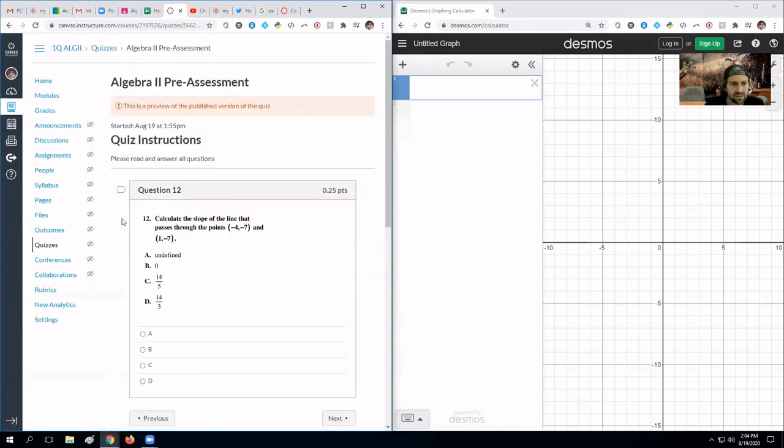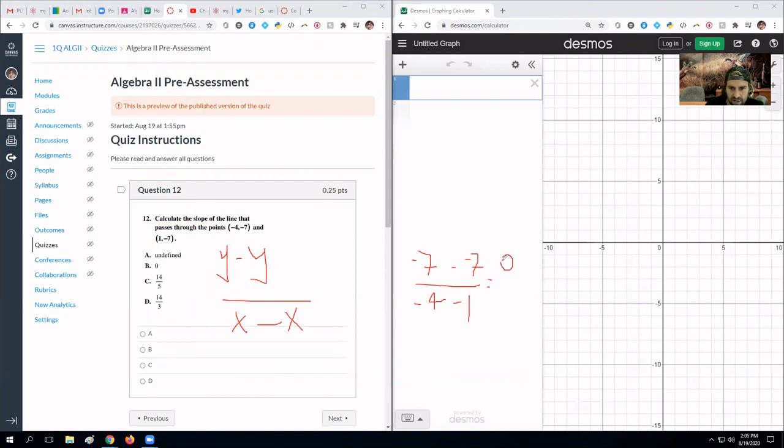Next question. Calculate the slope of the line that passes through the points (-4, 7) and (1, -7). If we remember, our slope formula is rise over run, or y's over x's: y minus y over x minus x. Now we have to go in the same order, so I'll go -7 minus -7 over -4 minus 1. So we would get 0 on the top, over -5. Now it's okay to have 0 on the top. If we had 0 on the bottom, it would be undefined, but 0 divided by -5 is 0. So the answer is B again. We've been having a lot of B's.